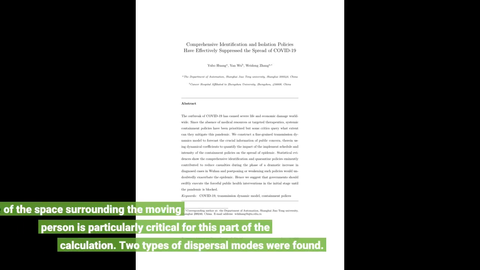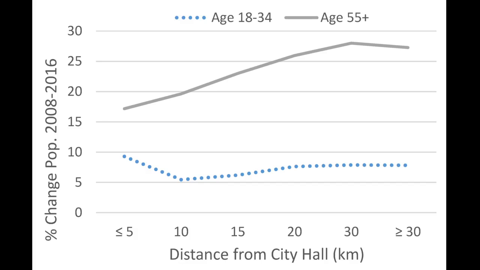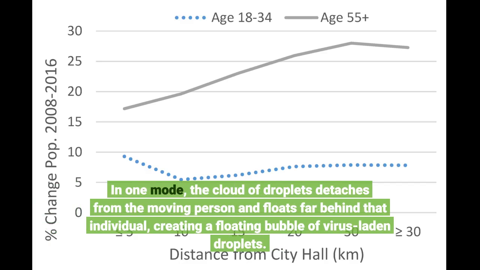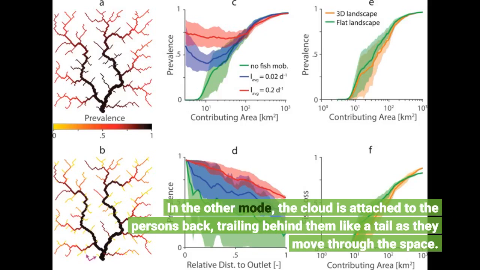The shape of the space surrounding the moving person is particularly critical for this part of the calculation. 2 types of dispersal modes were found. In one mode, the cloud of droplets detaches from the moving person and floats far behind that individual, creating a floating bubble of virus-laden droplets. In the other mode, the cloud is attached to the person's back, trailing behind them like a tail as they move through the space.